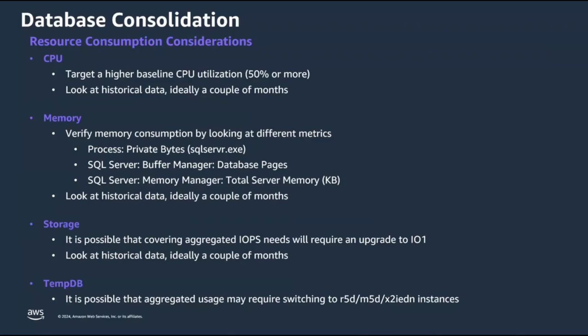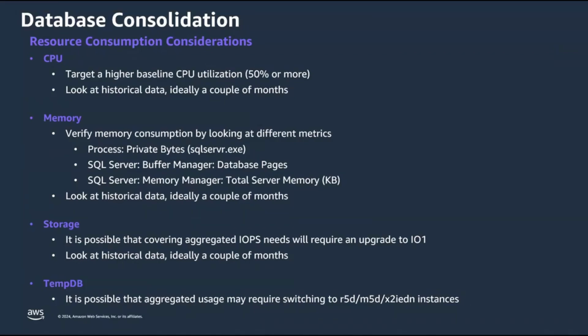There's a process level counter, which is private bytes, to see how much memory the SQL Server process is using, or the buffer manager database pages, or total server memory. Just to make sure, double check and look at historical data and make sure that you're actually moving to an instance that has enough memory. What I usually do is, when you're on R5 or M classes and move to the consolidated one, it's typically going to be an X2iedn that has a lot more RAM per core, so you can be definitely covered from a memory standpoint.